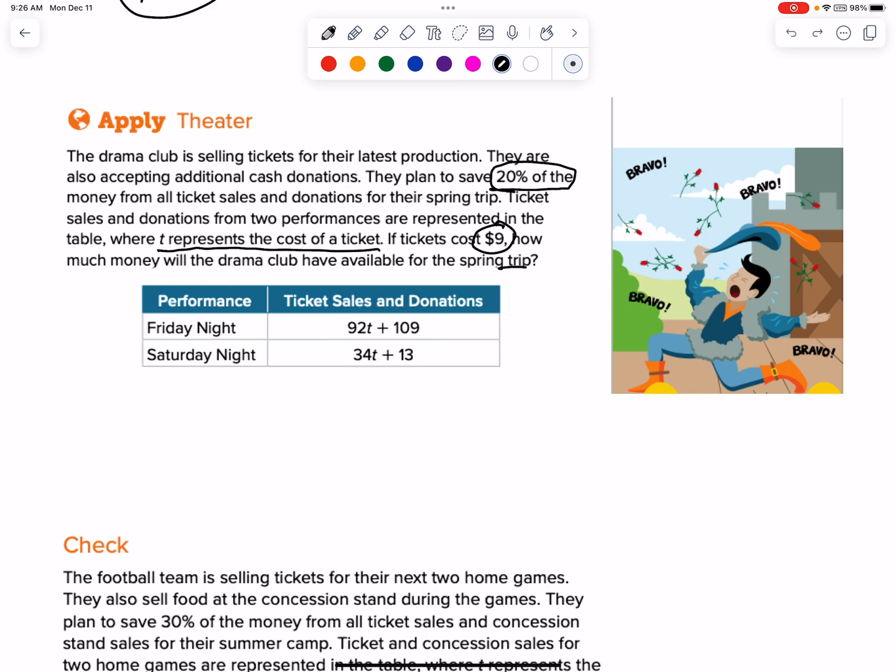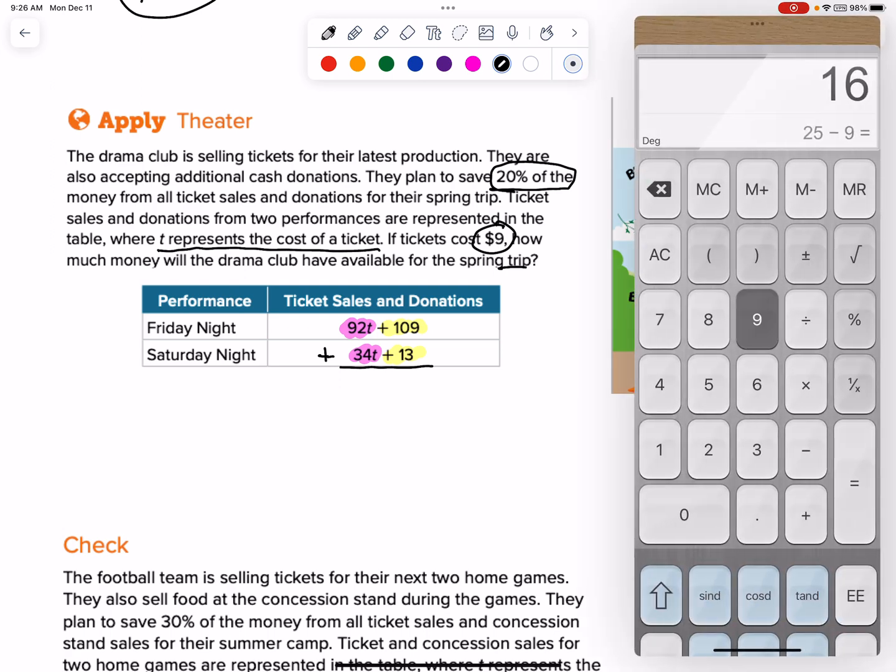Okay, so really this is just adding these together. You can even look at it like that instead of horizontally. We're still going to combine like terms because it's surrounded by addition. That only works if it's addition, not multiplication or division. So we have a T club and a T club, and then we of course have a constant club and a constant club. So we can join those together. 92 plus 34. I don't want to make a mistake, so we'll just do this. So we have 126T plus 109 plus 13 is 122.